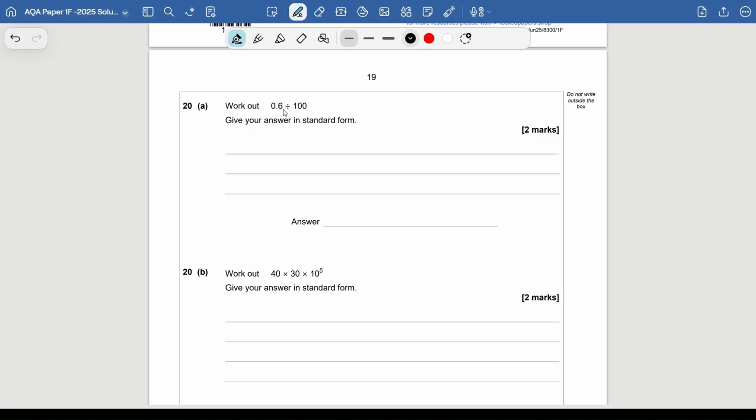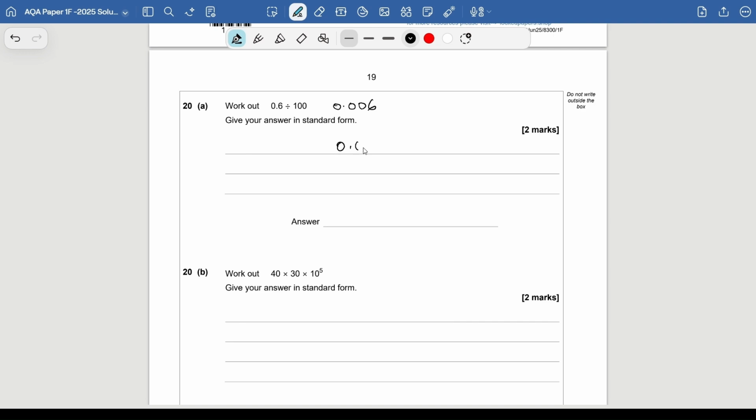Work out 0.6 divided by 100. Give your answer in standard form. So 0.6, when you divide by 100, you need to shift the decimal 2 places to the left. So this will be 0.006.